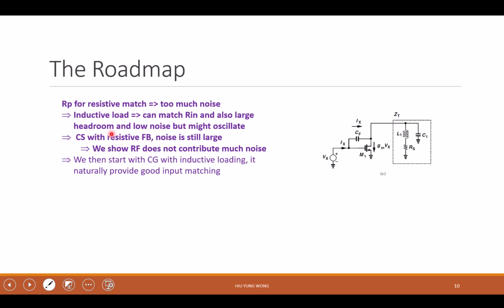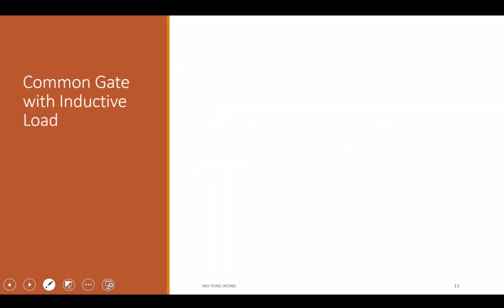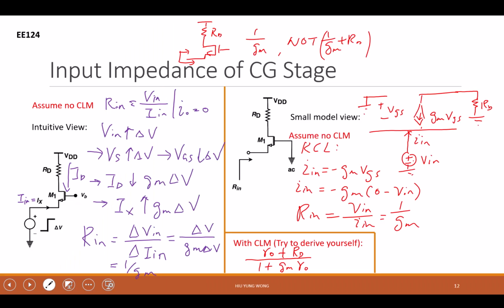And now we use this resistive feedback. Noise is still large, but at least we see that RF does not contribute too much to the noise. That is good, actually. Okay? But we want to go one more step. How about using common gates with inductive load?